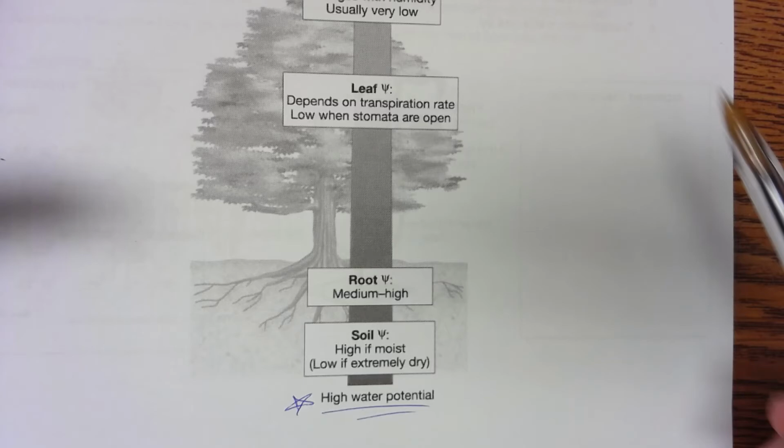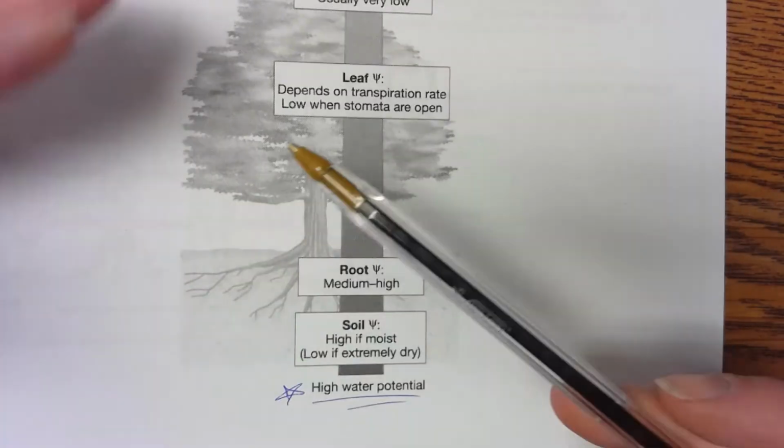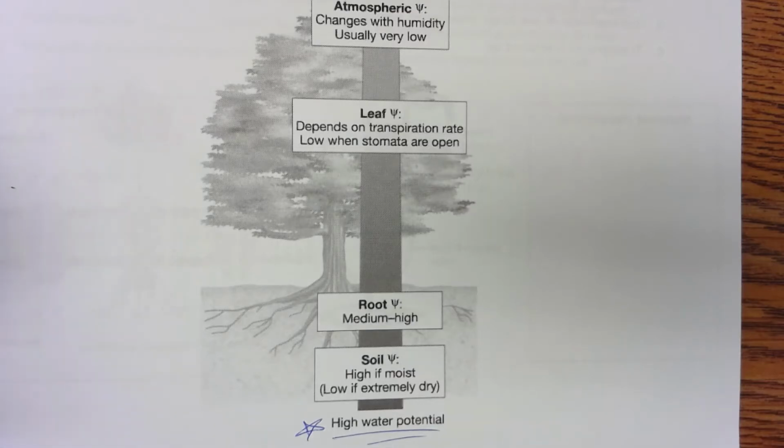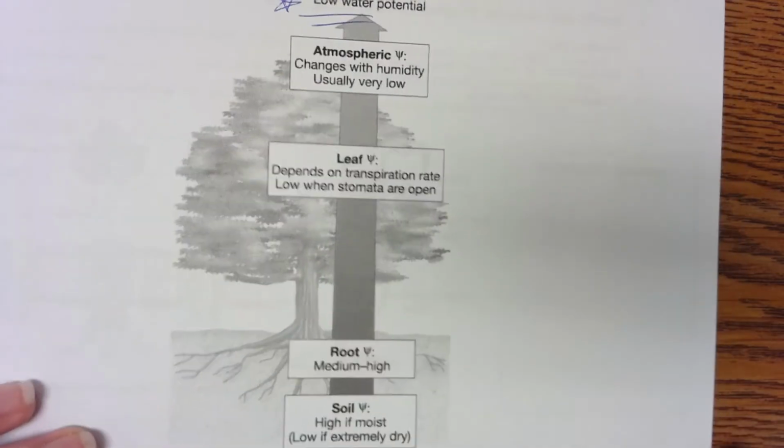What's interesting is that 90% of the water that gets into a plant is actually lost through transpiration. So plants need so much water, but a lot of it is actually distributed.